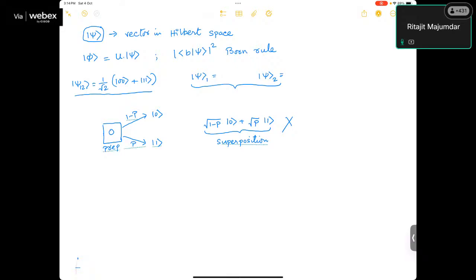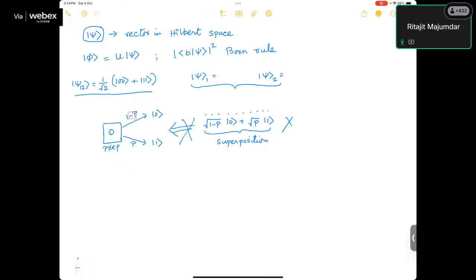But what I just described here is I am either preparing the state 0 or preparing the state 1. I am not preparing both of them or some superposition of them. I am just tossing a coin here and I am preparing either 0 or 1. So if I give this kind of a mathematical representation to this problem, this is completely wrong. This representation is not correct.